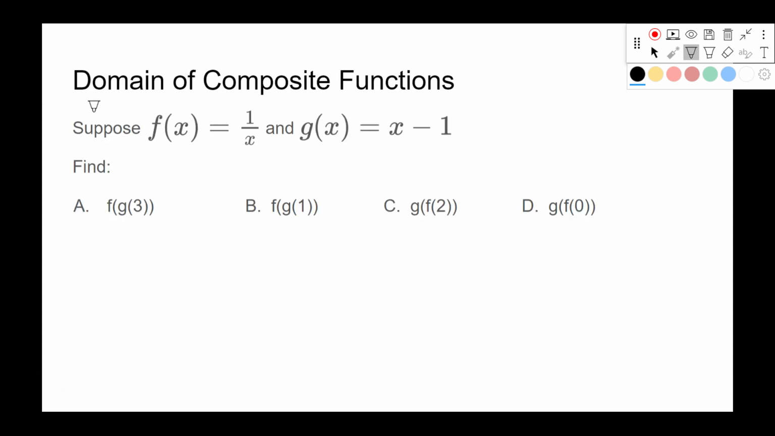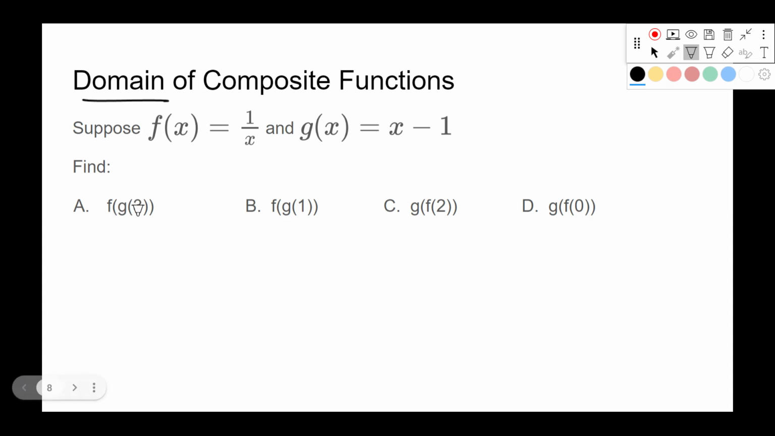Okay, so now let's talk about domain of composite functions, which is a little bit confusing. So we'll talk about how it works. We're actually going to do it here with some numbers first, to kind of get you an idea, and then we're going to show it to you algebraically. So suppose I have f of x is equal to 1 over x, and g of x is x minus 1. Let's find these 4 values.